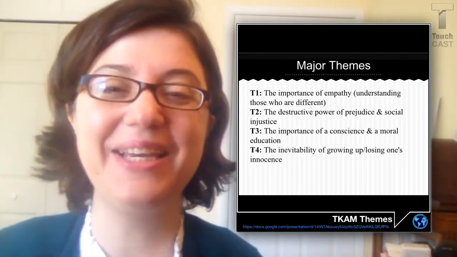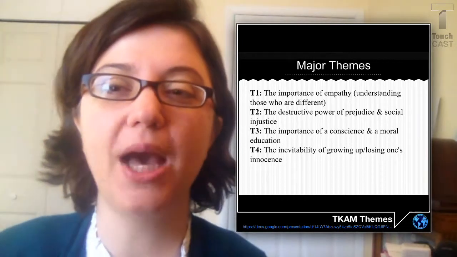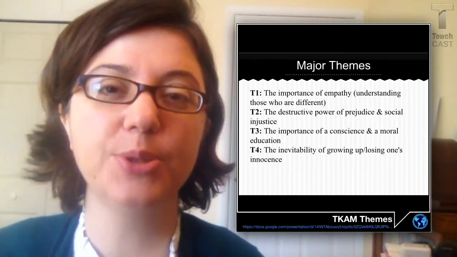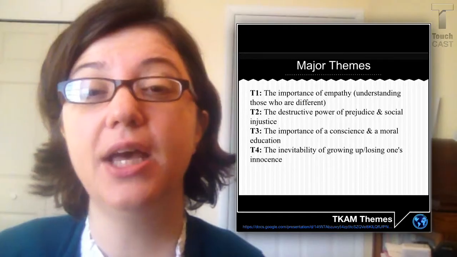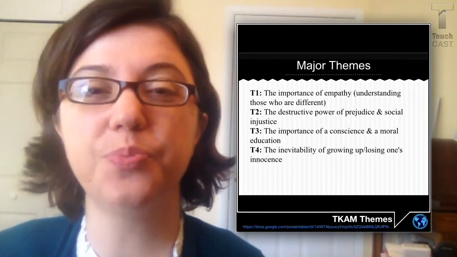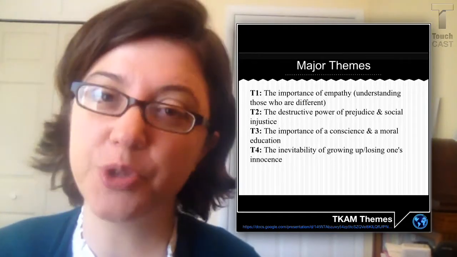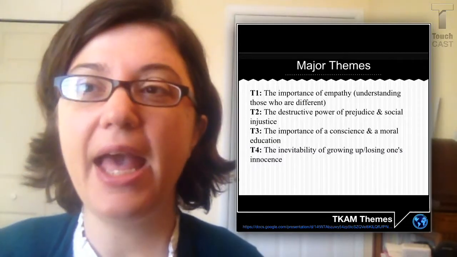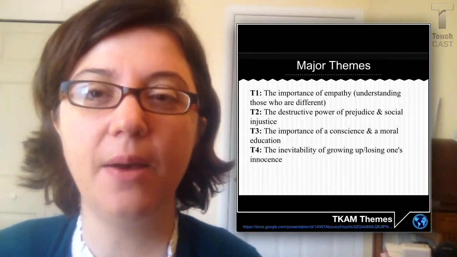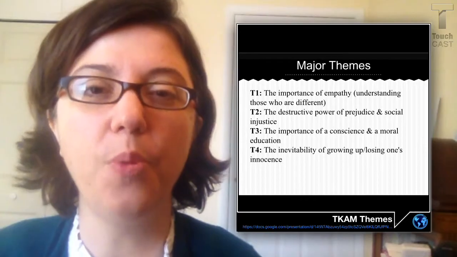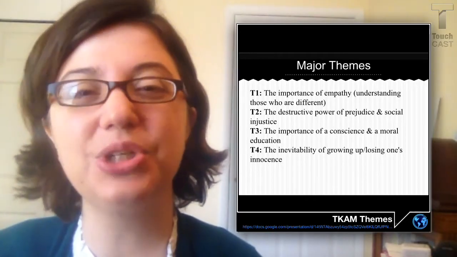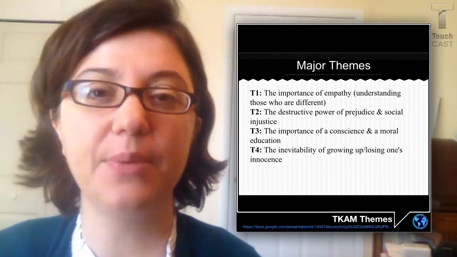And our last theme, the inevitability of growing up and losing one's innocence. So the story is a coming-of-age novel, more for the narrator's brother than for the narrator herself, although she does grow up. So anytime that somebody has a moment of growing up or a moment where they realize that the world isn't as good as they thought it was, that'll be theme 4.